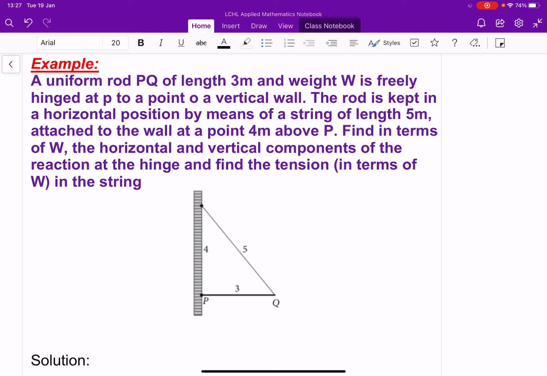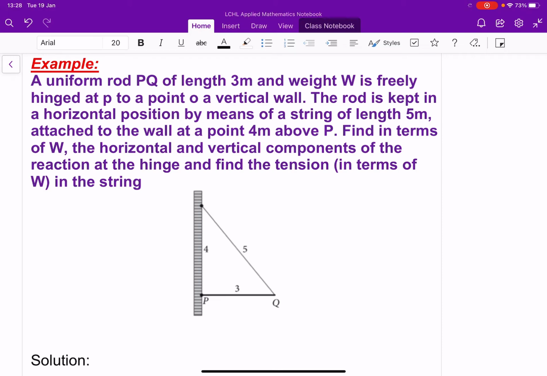A uniform rod PQ of length 3 metres and weight W is freely hinged at P to a point on a vertical wall. The rod is kept in a horizontal position by means of a string of length 5 metres attached to the wall at a point 4 metres above P. Find in terms of W the horizontal and vertical components of the reaction at the hinge and find the tension in terms of W in the string.